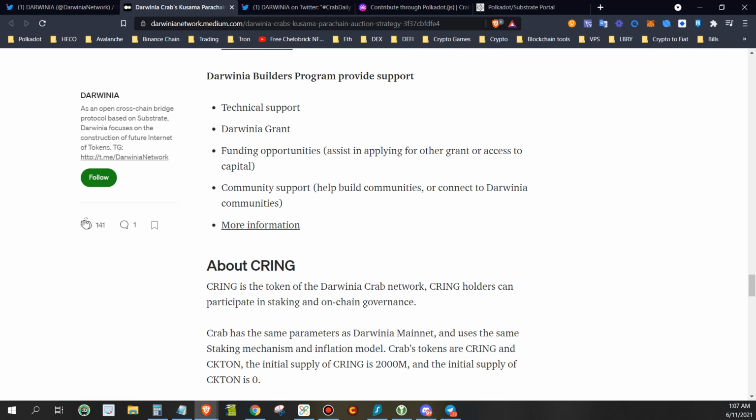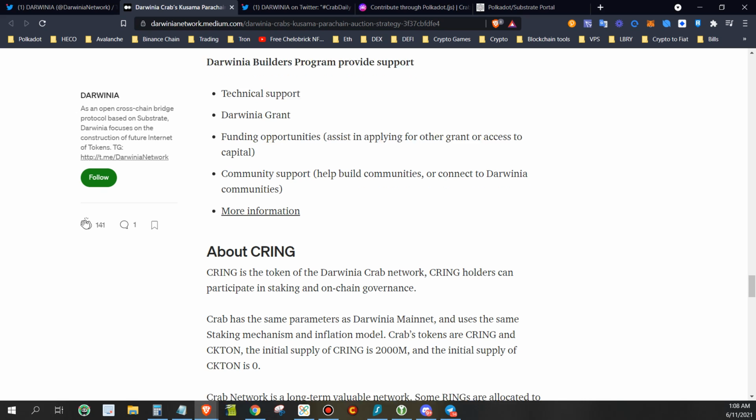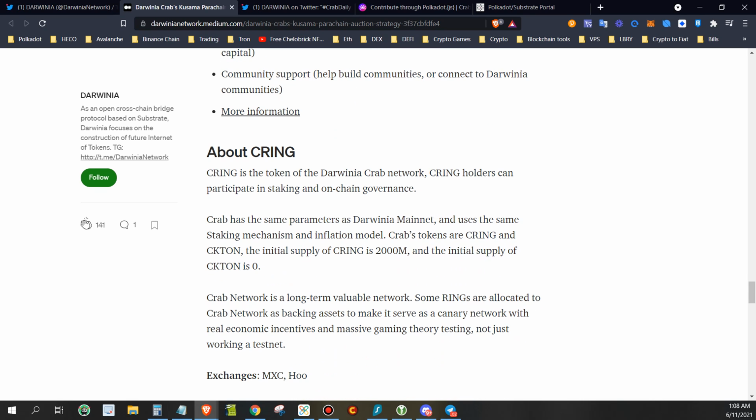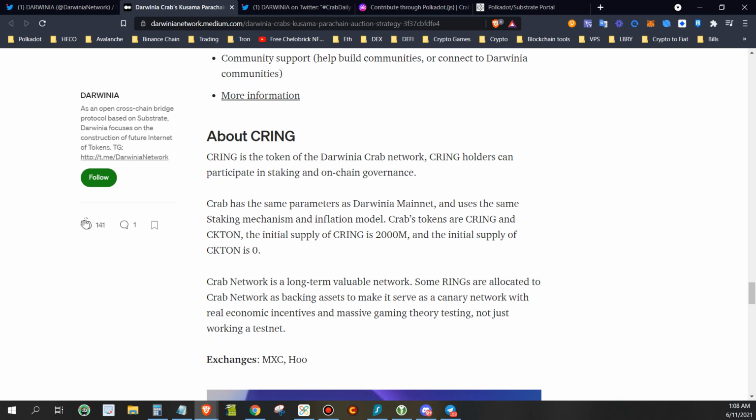And what is C-Ring? C-Ring is a token by Crab Network. C-Ring holders can participate in staking and on-chain governance. Crab has the same parameters as the Darwinia mainnet and uses the same staking mechanism and inflation model. Crab's tokens are C-Ring and KTON. The initial supply of C-Ring is 200 million, and the initial supply of KTON is 0. So that means it is an inflationary token, as you stake your C-Ring and then you receive KTON, but it is also deflationary as well. Crab Network is a long-term valuation network.